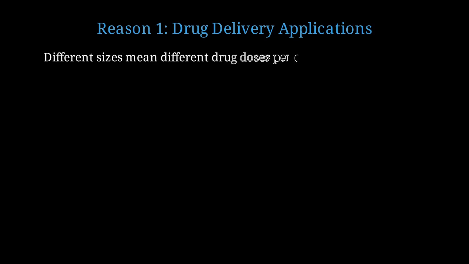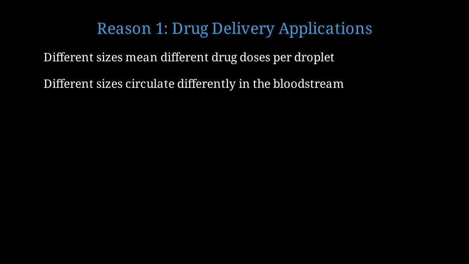You might ask, why does it matter if droplets have different sizes? Let me give you 3 compelling reasons. First, let's consider drug delivery. Imagine you're encapsulating a chemotherapy drug in lipid droplets for targeted cancer treatment. If your droplets have different sizes, each droplet contains a different amount of drug. This means unpredictable dosing. More importantly, different sized particles circulate differently in the bloodstream.